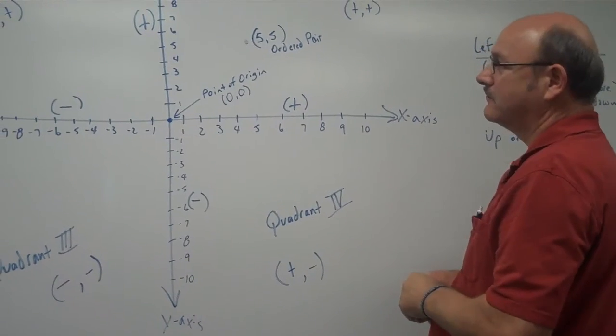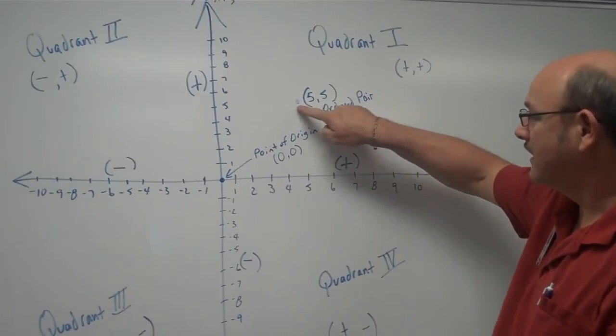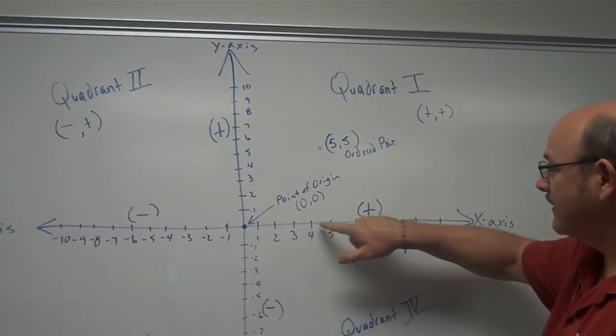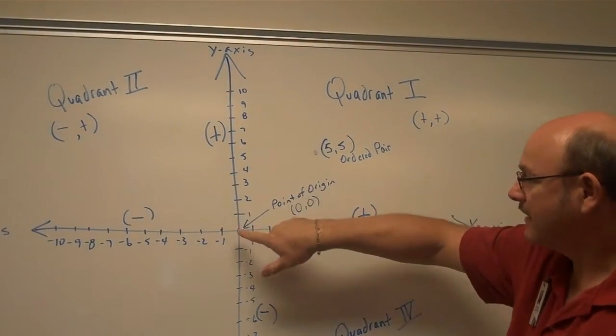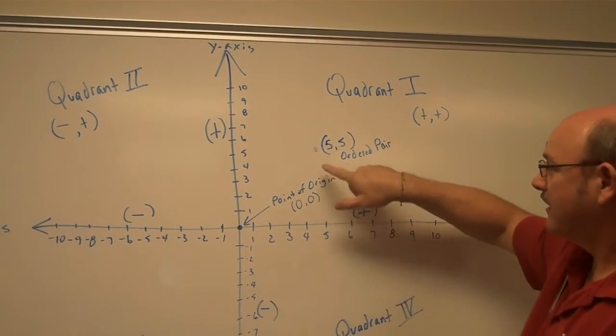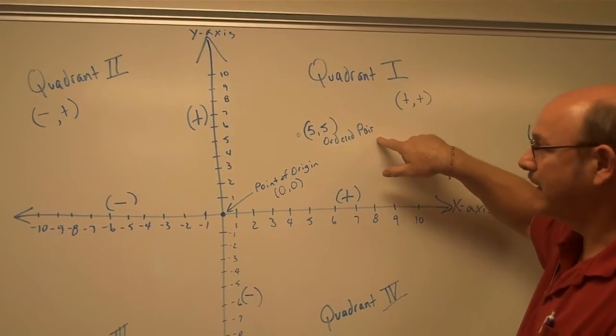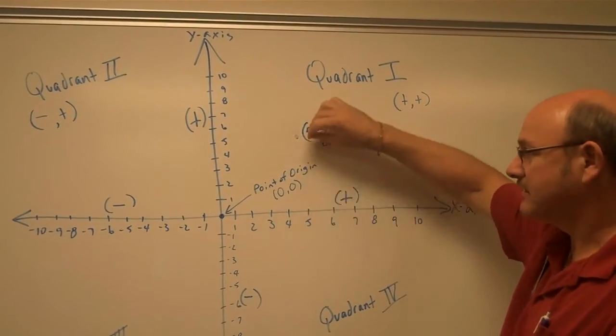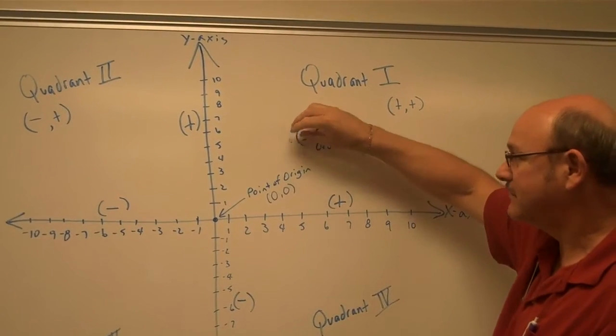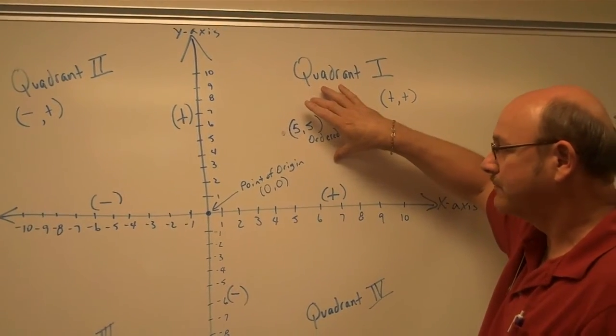Okay, so we have a point up here. If we followed it over here, it was at 5, and followed it up here, it's at 5. So our point is at 5, 5. This is called an ordered pair. It's a pair of numbers, and they're in a specific order. They're in a specific place. So it's called an ordered pair.